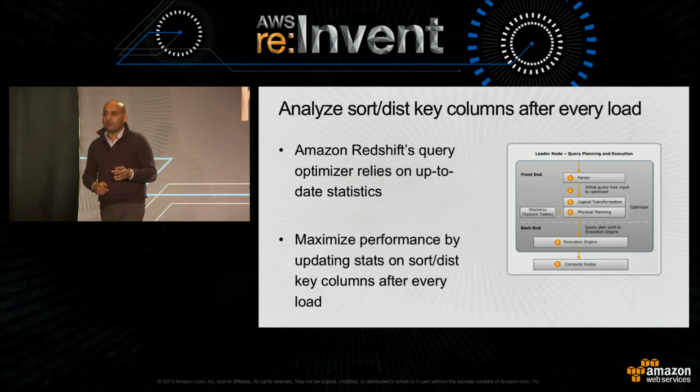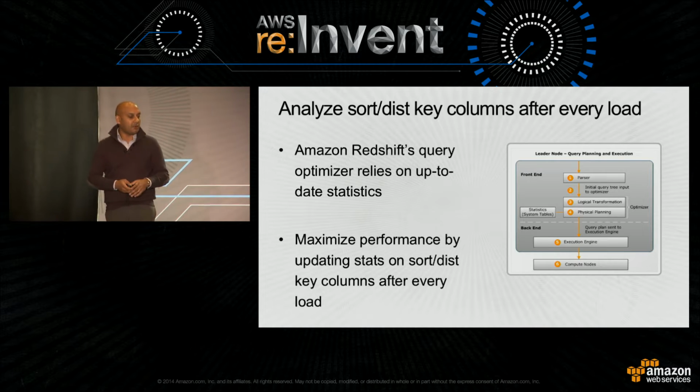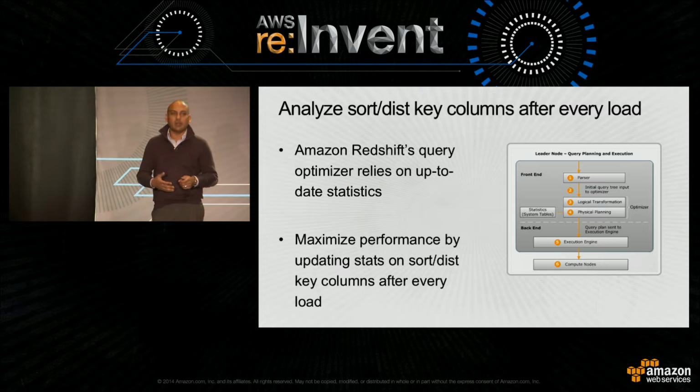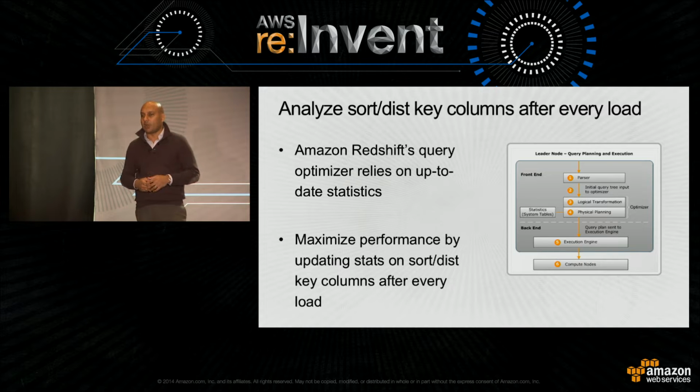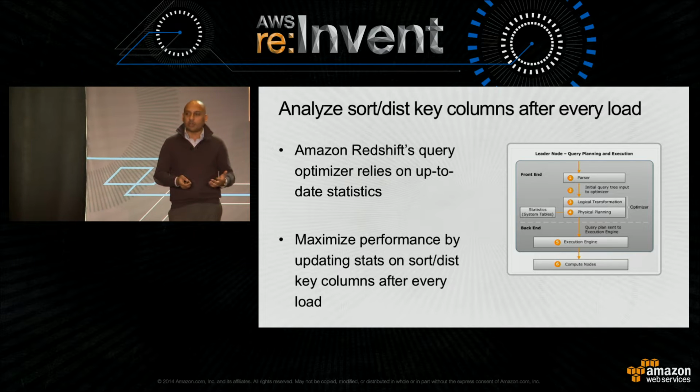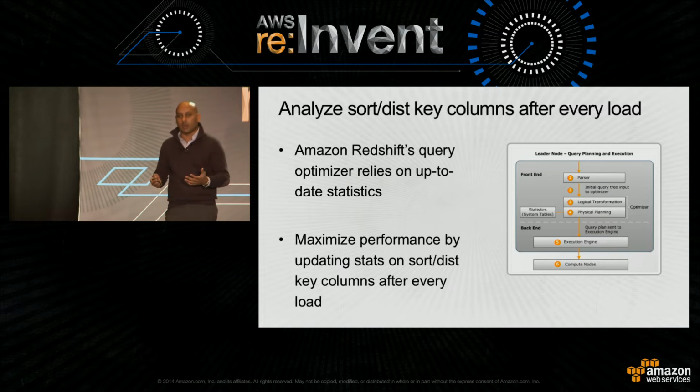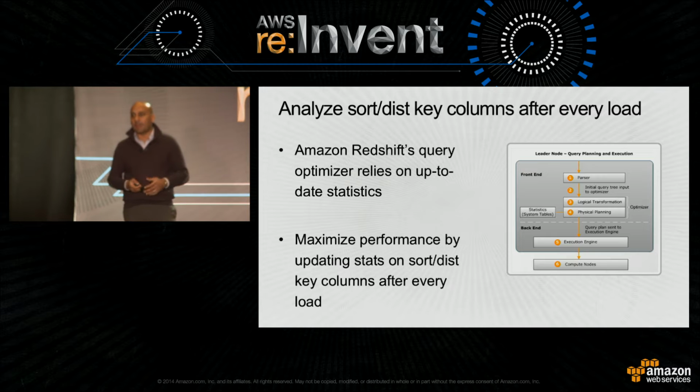One other pointer, and we see customers skip this fairly often, so it's very important to keep your statistics up to date. Redshift has a query optimizer that will rely on its estimates of the cardinality of the columns in your cluster to generate efficient query execution plans, things like which order to join tables in, what data to ship where. It all hinges upon having accurate statistics about your data.